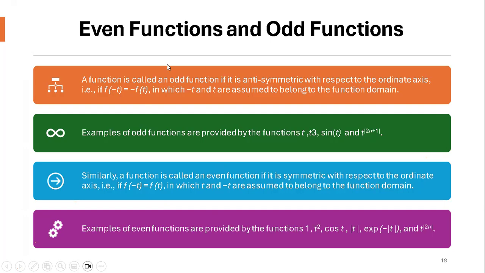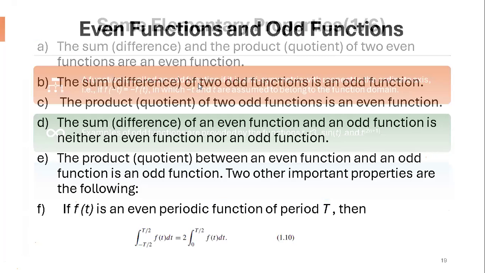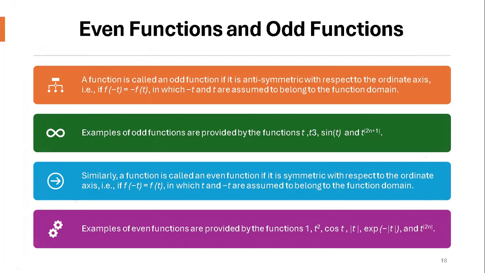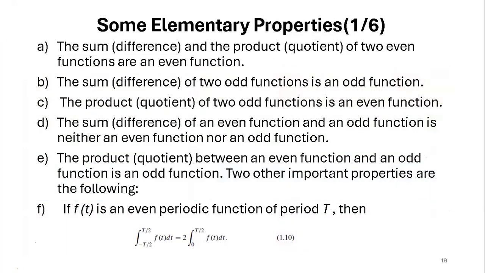If the question comes from the numericals, in most of the problems this comes in. An odd function is antisymmetric and an even function is symmetric. So don't be confused. Examples of even functions are 1, t squared, cos t, and modulus of t. Now, some elementary properties.